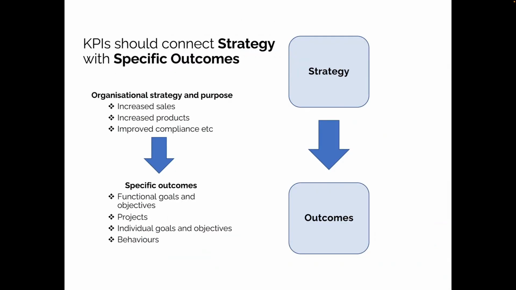So really, those KPIs should link with the specific outcomes you actually expect to be able to measure in terms of functional goals, projects, real actions happening. So the KPIs really connect that strategy with your outcomes. They really measure whether your strategy is actually delivering to the customer via the outcomes you expect.